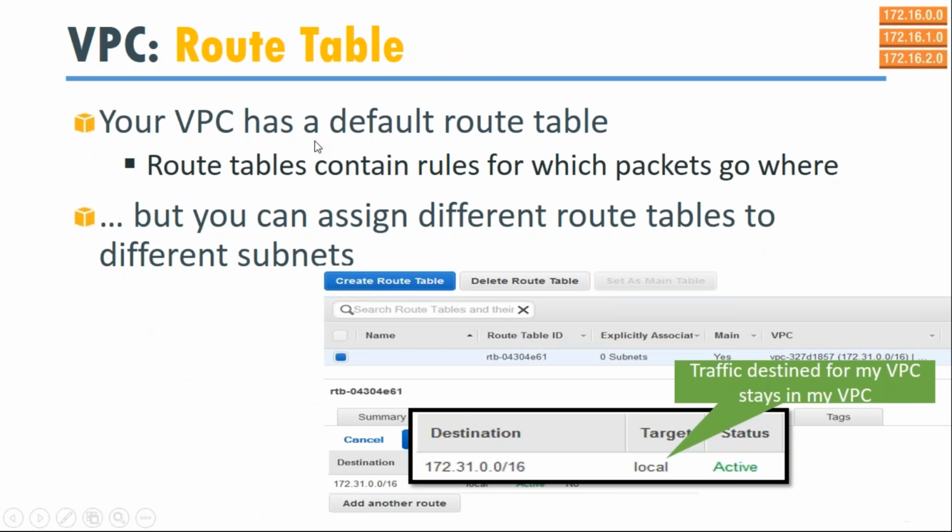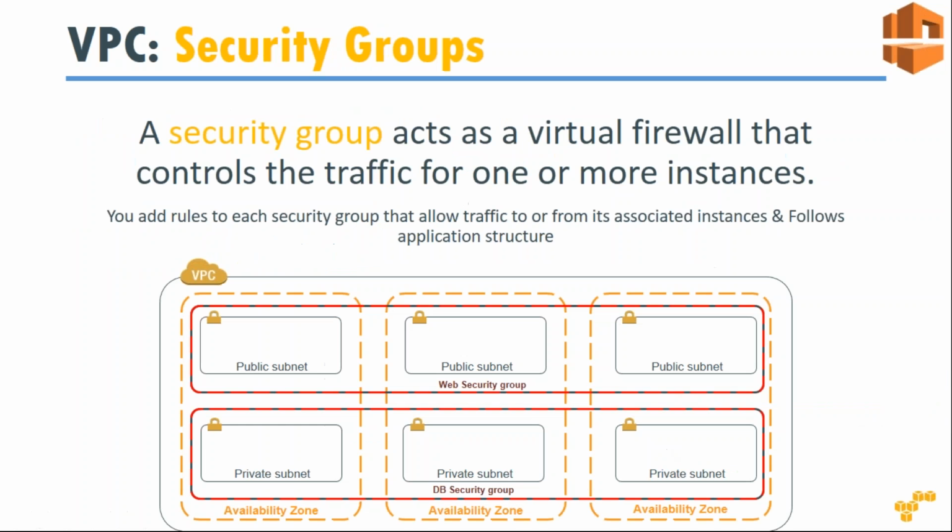As I said, your VPC has a default routing table, but you can assign different routes. I'm not going to spend much time here because most of you should be familiar with what a routing table is, and the same concept applies here as well. When you see local, that means all the traffic stays within your VPC alone, and this is the default route that you get when you create a VPC.